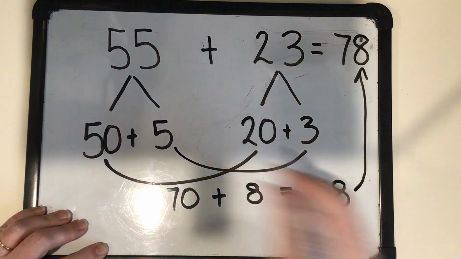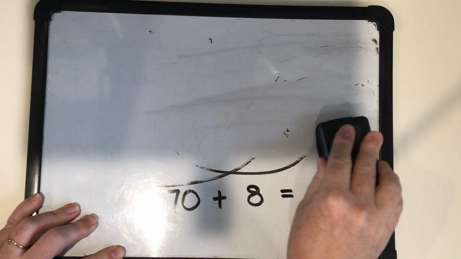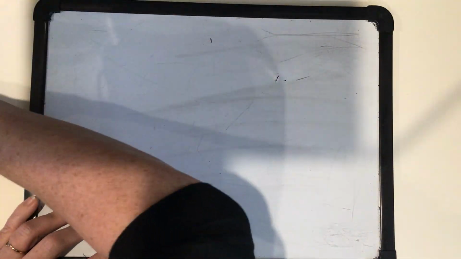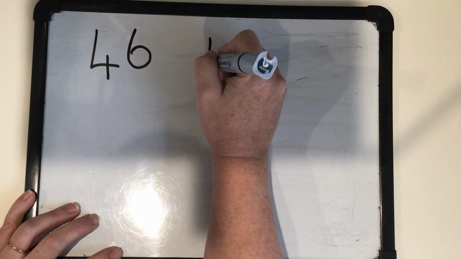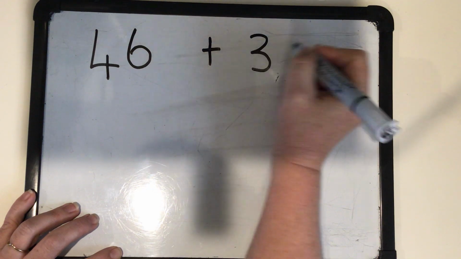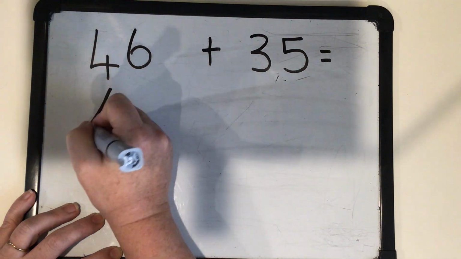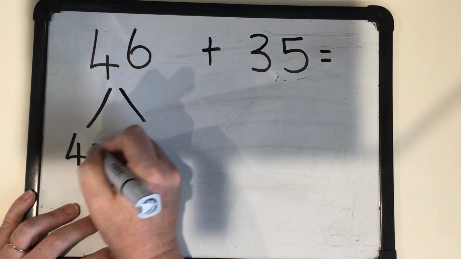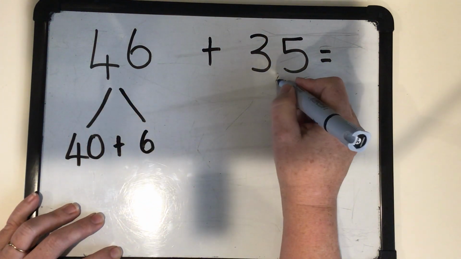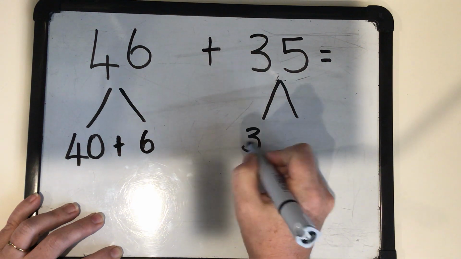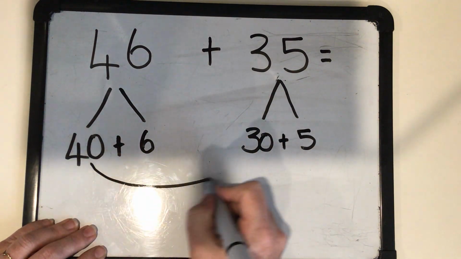And that is our answer. But let's do one more that's a little bit more tricky. Okay. Let's do 46 plus 35. Again, let's partition our numbers. 40 plus 6. 40 and 6 is 46. 30 plus 5.